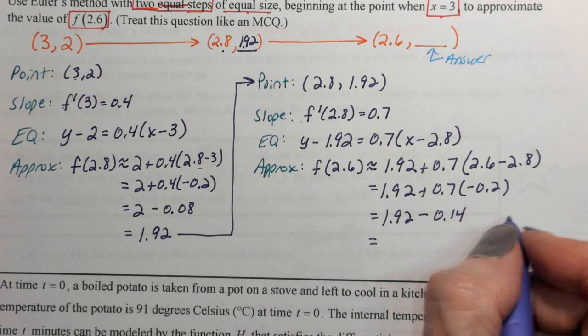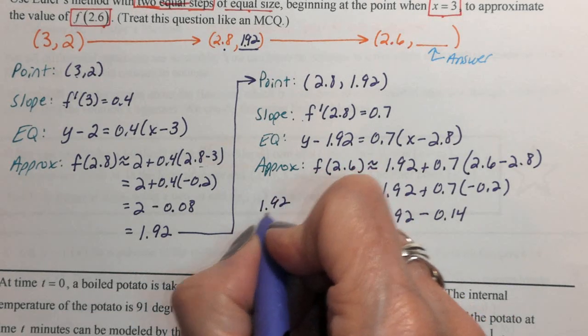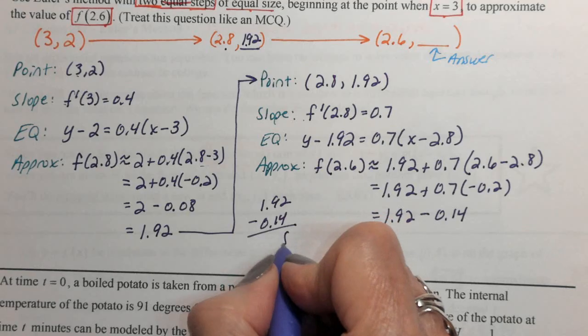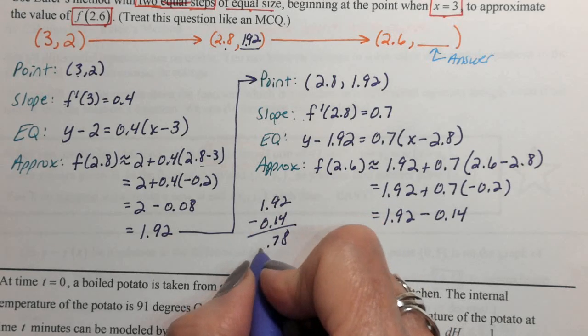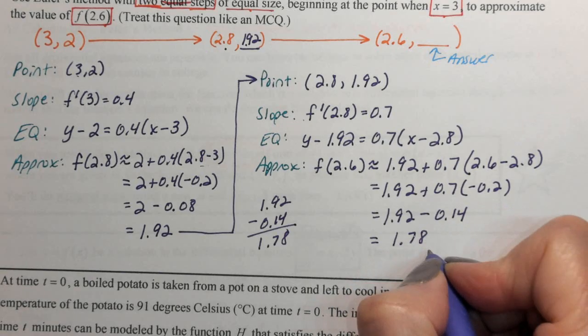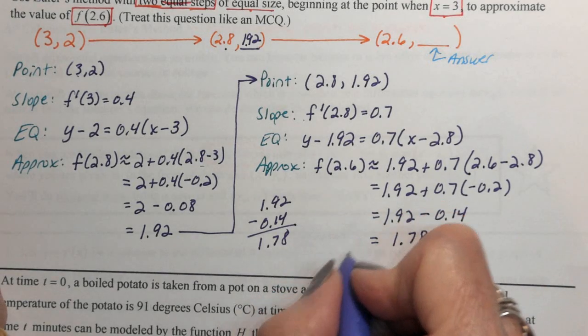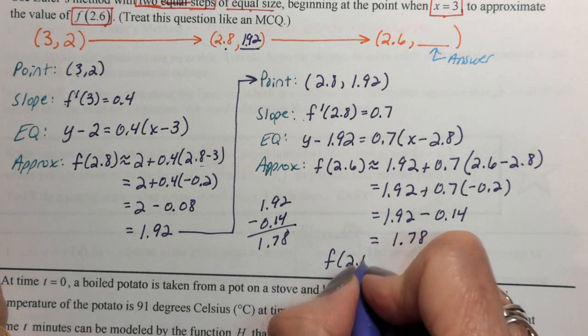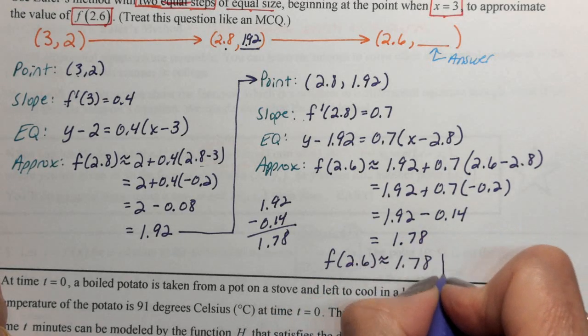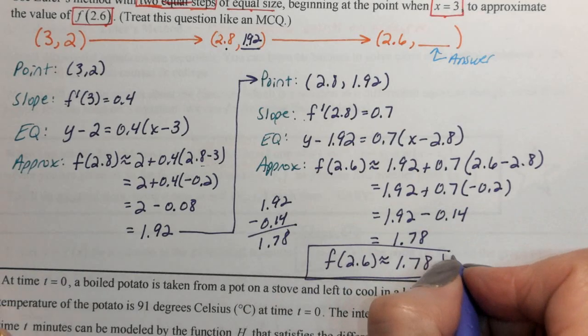And then we need to subtract 1.92 minus 0.14. That's 8, we borrowed 1, so 7, 1.78, so 1.78. That is our approximation for f of 2.6 using Euler's method with 2 equal steps.